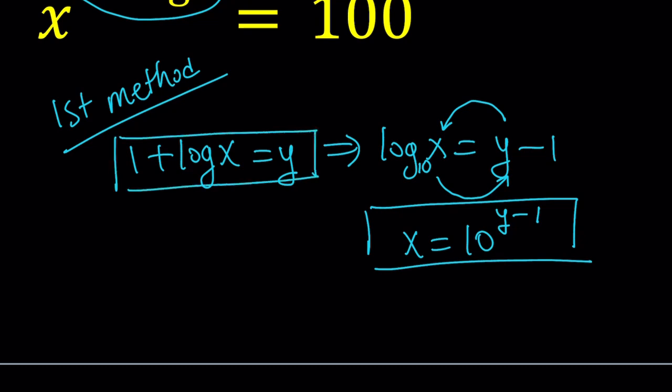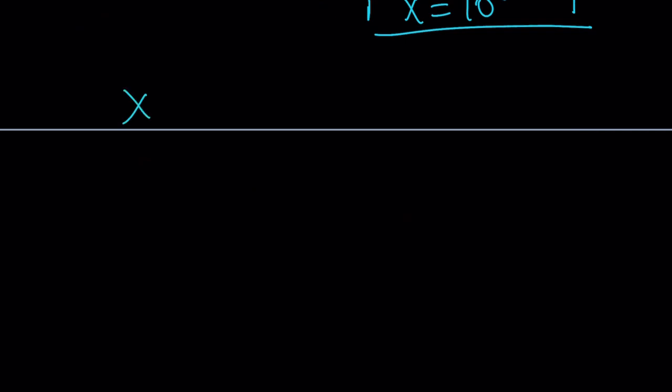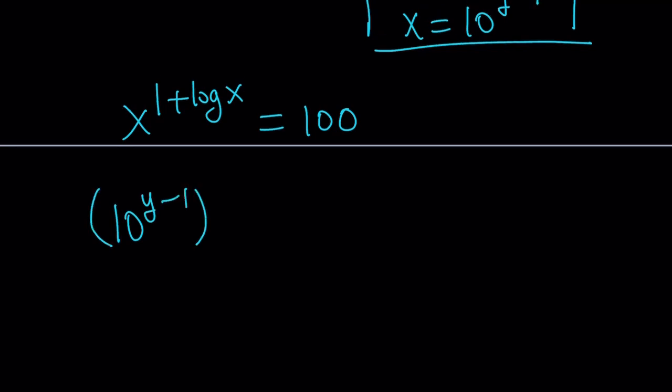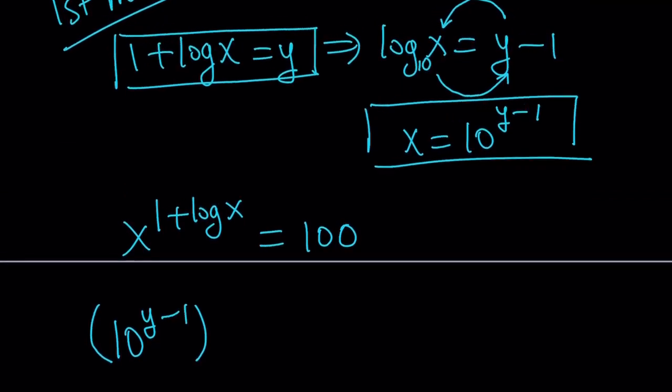Let's go ahead and do the substitution, but let me rewrite the original problem. x to the power 1 plus log x equals 100. So I'm going to replace x with 10 to the power y minus 1, and I'm going to replace 1 plus log x with y. Okay, let's do it. And we get a simple exponential equation.